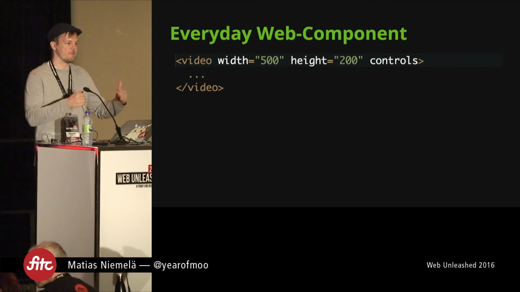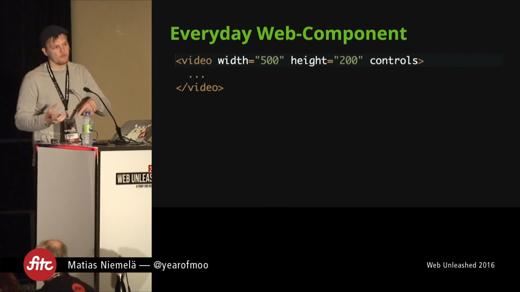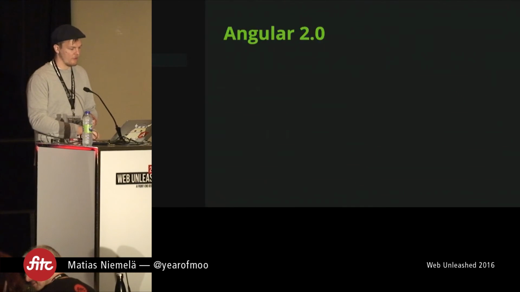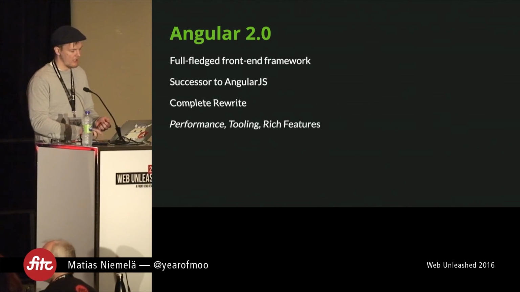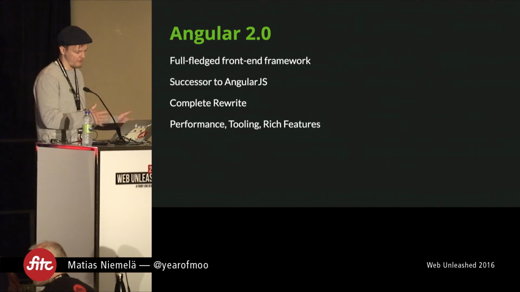It's a tag that contains its own template, its own level of HTML code, and it has inputs and outputs that are able to communicate with that template and to update things on screen. So with Angular 2.0, we make heavy use of components, but the framework itself is a full-fledged JavaScript framework that was a complete rewrite from AngularJS, the predecessor.